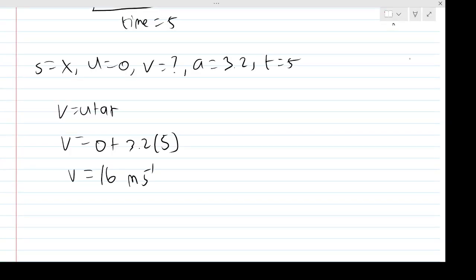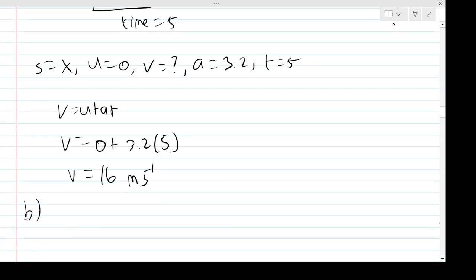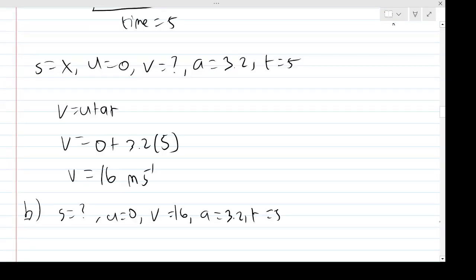Fairly nice. Right, then part B, it wants the total distance travelled. So now, if we go back to SUVAT, we do want the S, the distance. U is again 0. V, I know it's 16. A is 3.2 again, and T is 5, given as 5 seconds. Really, I'm spoilt for choice here because I have all 5 quantities. Obviously I want to find S, but I'm dealing with all 5.